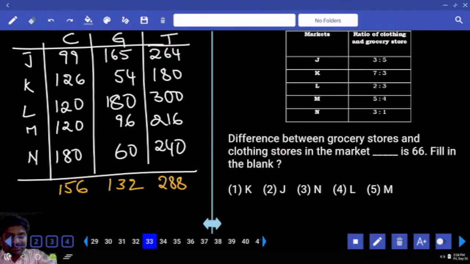Difference between grocery stores and clothing stores in a market is 66. In which market do we have the difference 66? That's the question. First one itself is the final answer. J, second option.